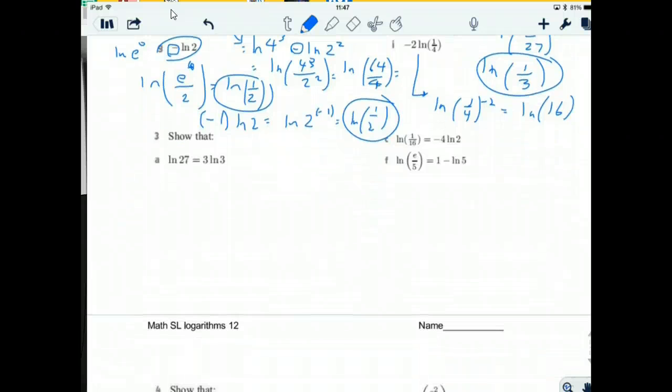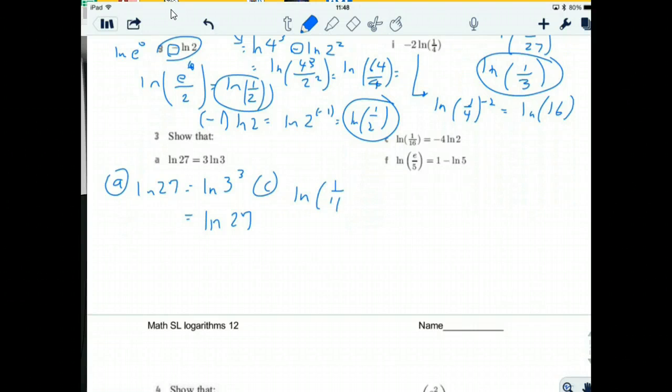Okay, natural log of 27 is equal to 3 times the natural log of 3. Show that. So 3 times natural log of 3 would be natural log of 3 cubed. And the natural log of 27 is just natural log of 27. And then if we have 3 cubed, 3 times 3 times 3 is 27. So we just showed that that's true. That was A.